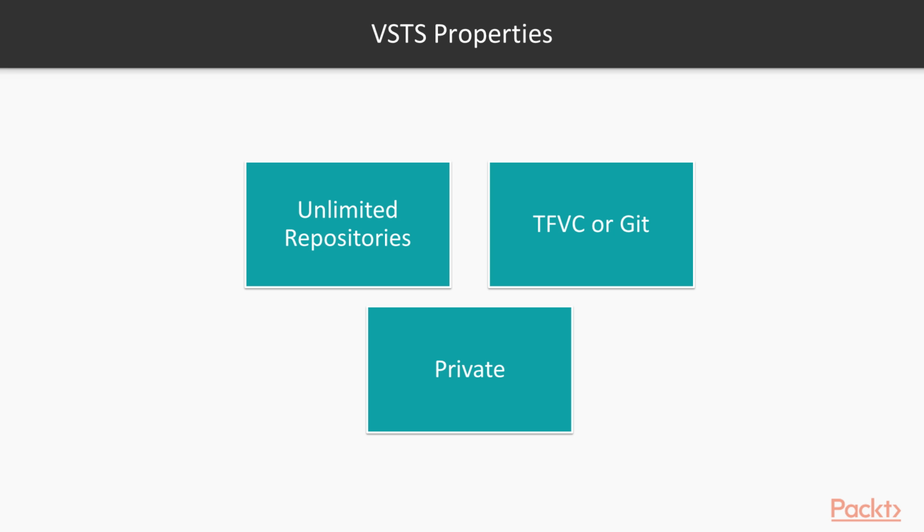The most common or the most important properties of the VSTS are that each of the projects supports unlimited repositories that you can create. The repositories can utilize the TFVC, which is the Team Foundation Version Control, or the Git version control. The most important part is that the repositories are private to your account. Unlike other services such as GitHub, they are not public by default.